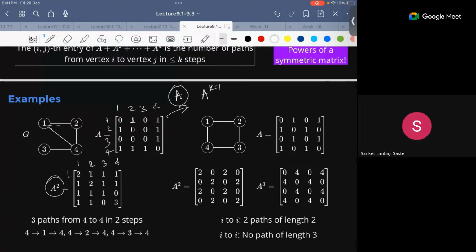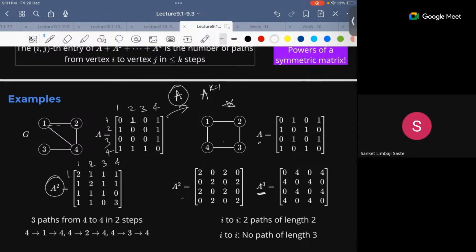Similarly for A cubed, there are two junctions in between, so altogether three hops. So let's take A cubed. I guess this is for this example only. This is a graph that has been given to you. For that, A is this simple adjacency matrix. For A squared, this is what? A cubed. A cubed means what?